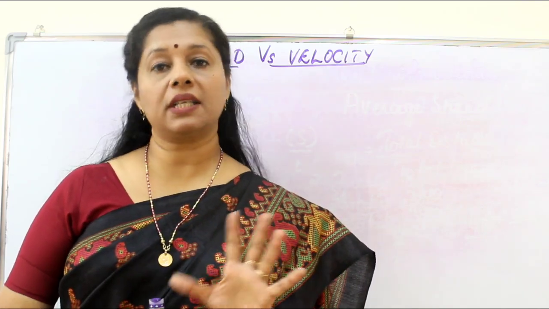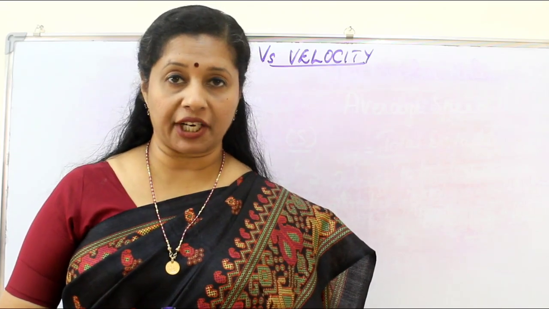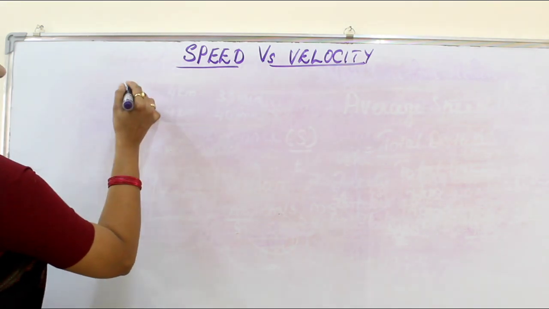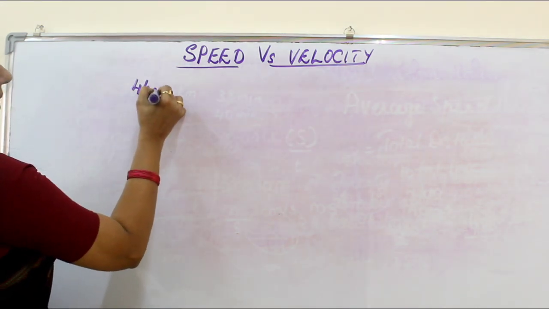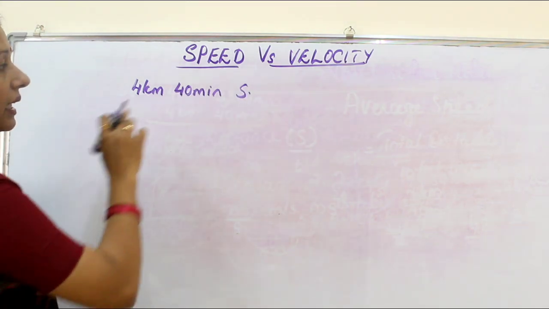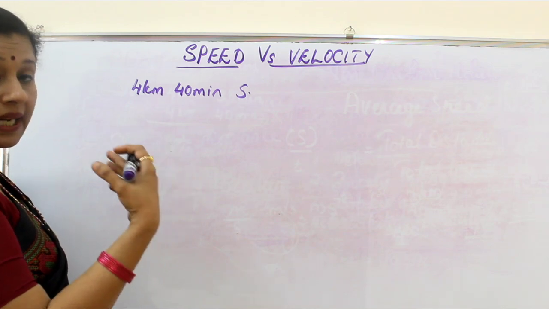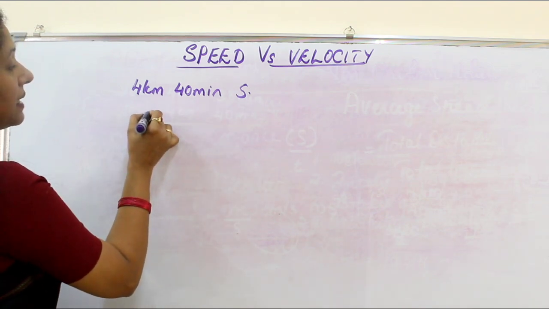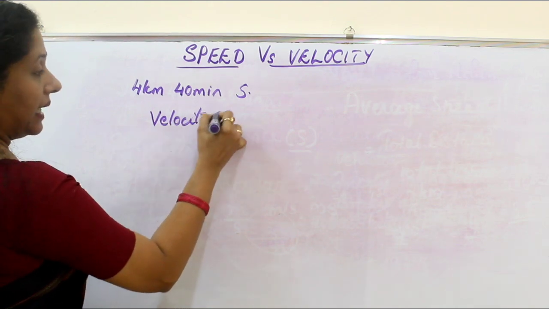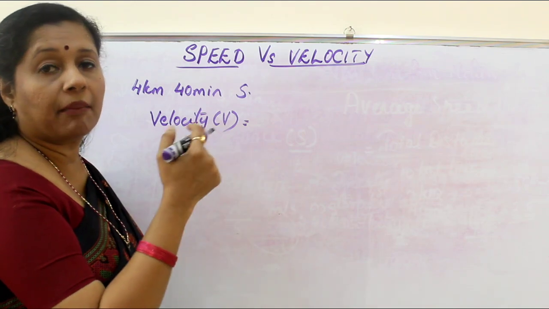So speed and velocity are almost the same, but the only thing is, for speed we are not bothered about the direction, but for velocity we consider the direction. So for example, if I am walking 4 kilometers in 40 minutes towards the south, that is my velocity. So here I am talking about the direction as well. So the speed is distance traveled by time. Velocity is again considered v only, but distance traveled in a particular direction upon time.